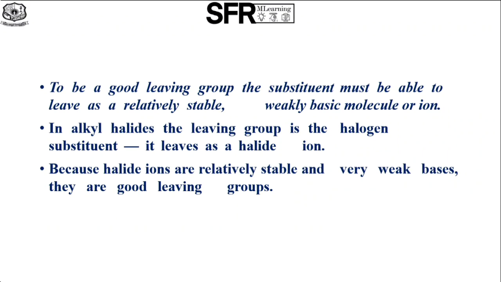Then the leaving group: a good leaving group must be able to leave and be relatively stable, and weakly basic nucleophiles or ions are good leaving groups. In alkyl halide, the leaving group is a halogen substituent. It leaves as the halide ion. Because the halide ions are relatively stable and very weak bases, these are good leaving groups. Weak bases are good leaving groups. Weak bases like iodide are good leaving groups. Fluorine.